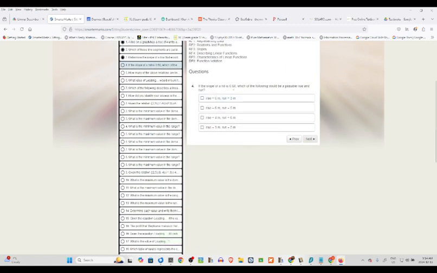Now the slope of a hill is 0.60. Which of the following would be a possible rise and run? So in other words, which of these has a rise divided by run that works out to 0.60? That's our 3, 5 combination. The others would be 2, 1.2, or 0.6 repeating.